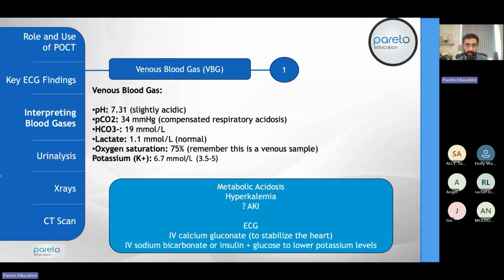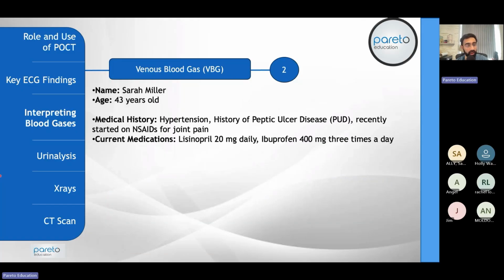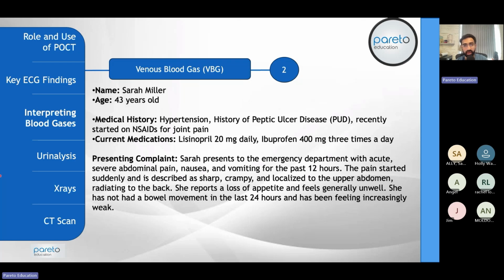Let's move on to the next case. Sarah Miller, this time, who's 43 years old with a background of hypertension, peptic ulcer disease, recently started on NSAIDs. These are her current medications. And this is her case history.